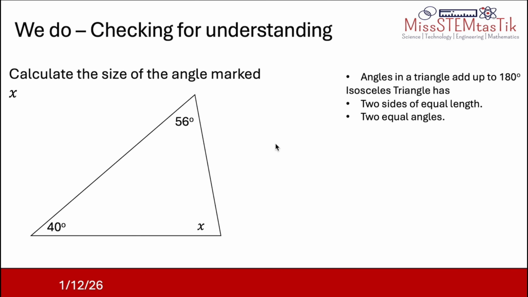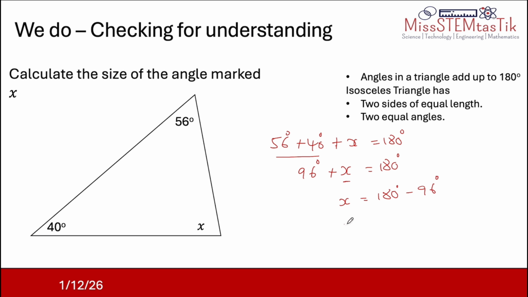Okay, for the next question, calculate the size of the angle marked X. So again, the sum of these three angles is equal to 180 degrees. So 40 plus 56 is 96 degrees, plus angle X is equal to 180. If we take the two known angles away from 180, we can find the remaining angle X. So X is equal to 180 take away 96, and that leaves us X is equal to 84 degrees.